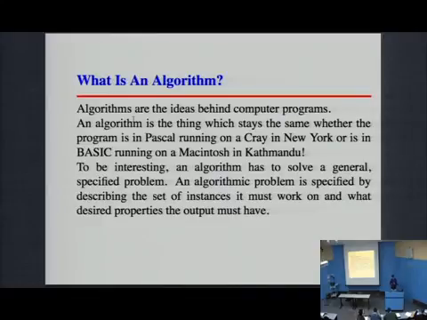Another catchy way of saying it that I once liked was that an algorithm is the thing that stays the same about a program, if it's written in Pascal on a Cray supercomputer in New York, or maybe in Python on a PC in Stony Brook. It's a part of the program that doesn't change when you write it in a different language. And algorithms, to be interesting, have to solve well-defined problems, and they have to solve them in a correct way that works on everything.